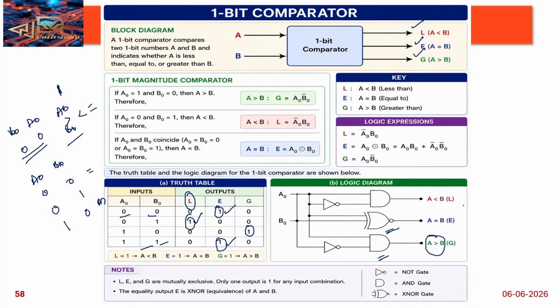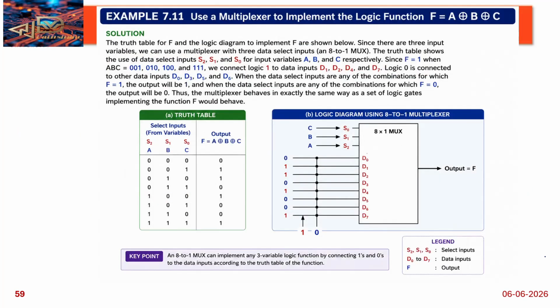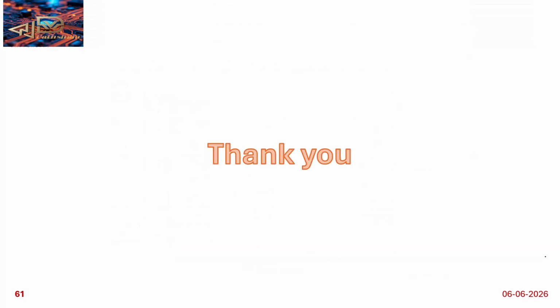Similarly, you can do the 2 bit comparator also. Okay, so 2 bit comparator means A naught, A1 and B naught, B1. In this way we can consider that. So 4 combinations: 0 0, 0 1, 1 0, 1 1, up to 16 values we can write, and then check the greater than, less than, and equal to operation. Okay, so up to this it is over.